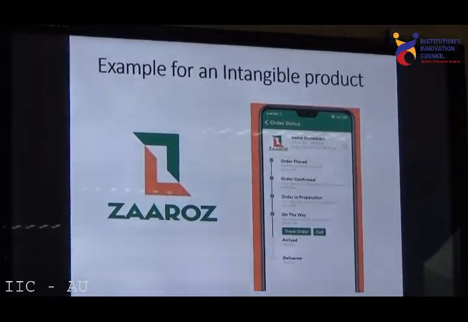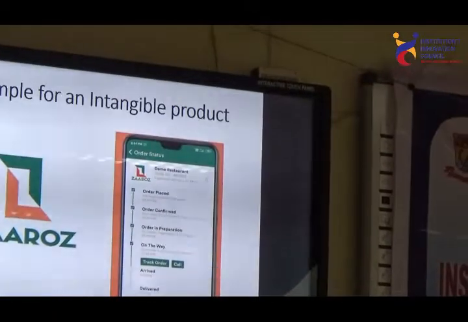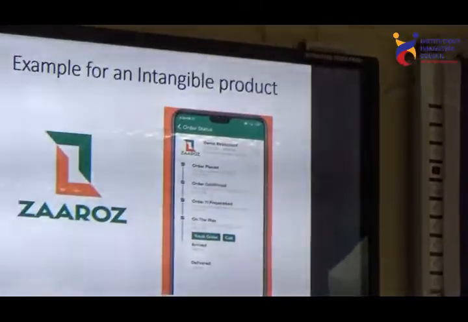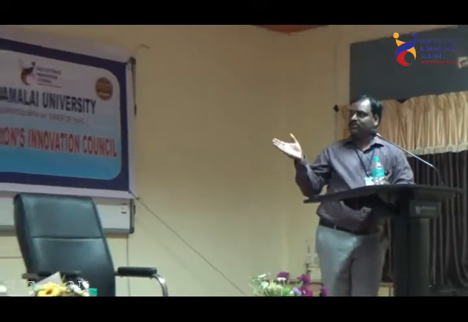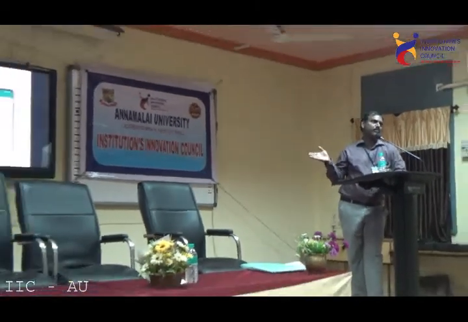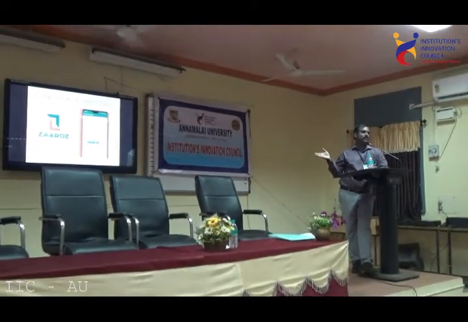An Annamalai University student has established this Zavos online app. Now Zavos is very famous in Chidambaram. Zomato and Swiggy also tried to come here and catch up the market. Now this student, an alumnus, we will bring here, and he will talk to you in order to motivate you in future, about how much he was able to earn based on his innovative idea.